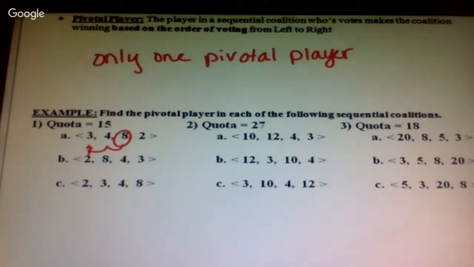Let us try the next one. Okay, let's do this one all together. Calm yourself. We got lots of time. Okay, we start at 2. 2 and 8 is 14, 17. We finally hit 15. We start at 2. 2 plus 3 is? Plus 4 is? Plus 8 is? Okay, so 8 is pivotal.